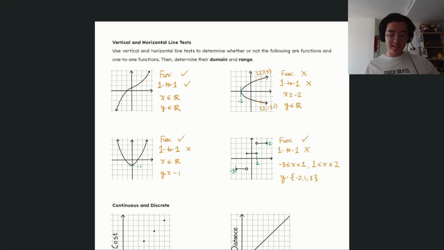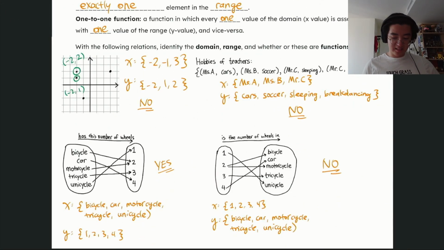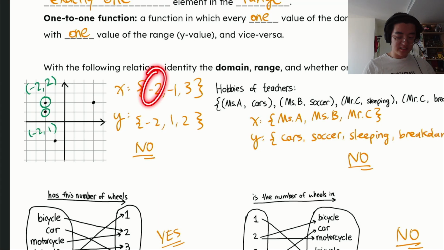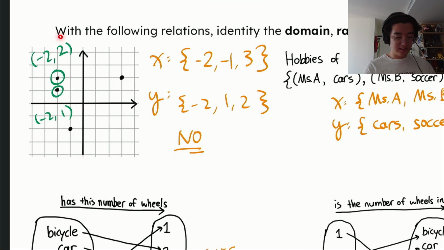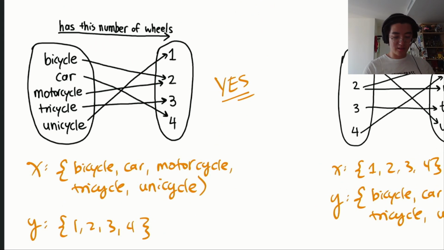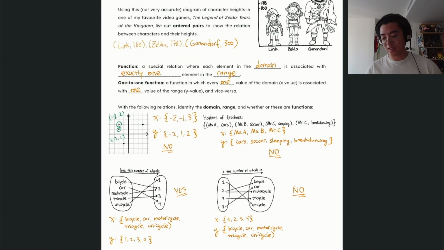But that's it for today, though. A function, you can check it by using a vertical line, and for one-to-one functions, you can check with horizontal lines. But at the end of the day, just make sure that only one thing can be mapped to a range. So here, -2 is both 2 and 1, so that's not a function. But here, even though bicycle is 2 and motorcycle is also 2, because the domain only has one y value, that's fine. But with that being said, that's it. So, good luck practicing.